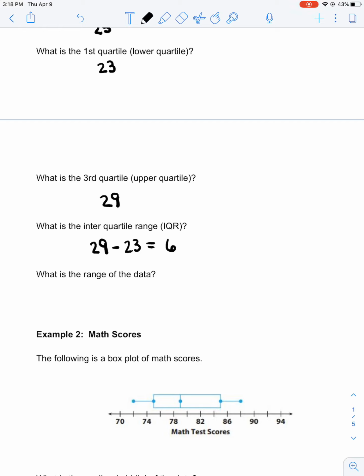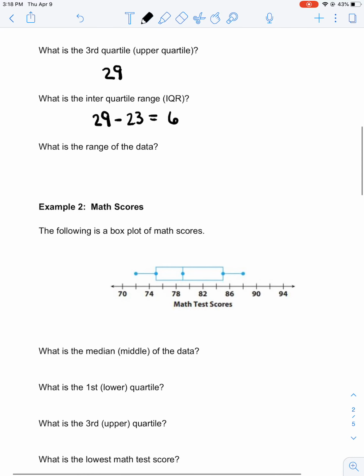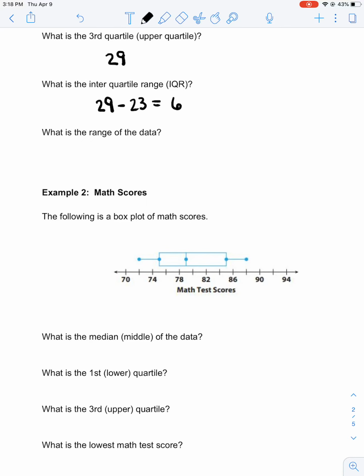Now it says, what is the range of the data? Now remember, the range of the data is the difference between the highest number and the lowest number. So our highest number is 30. Our lowest number is 18. So our range of data is 12. So our next example is example number 2.